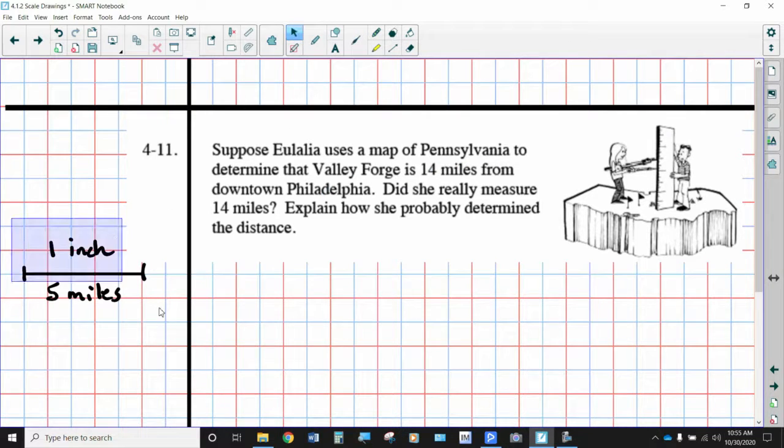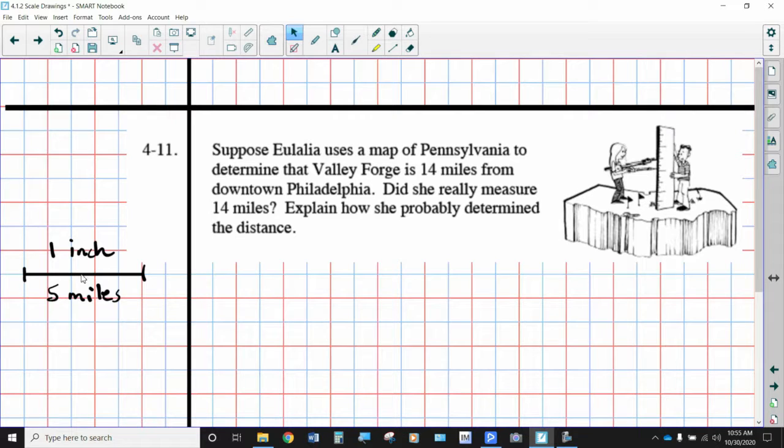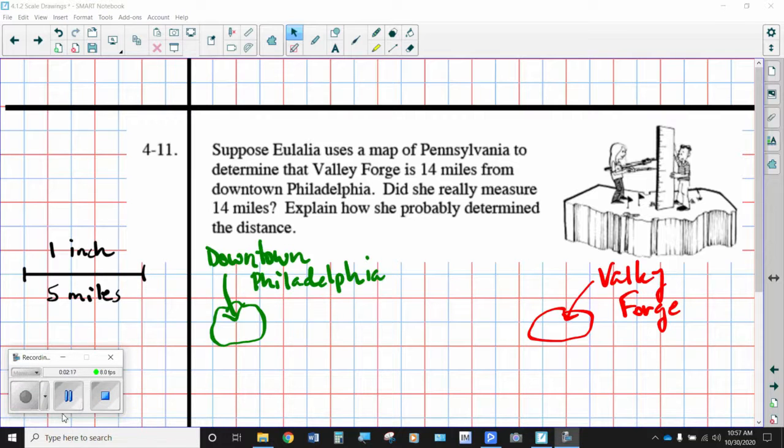So if I were to take this, let me go ahead and group those together and clone them. There we go. Actually, let me pause this for a second. Okay, they are my representations of downtown Philadelphia and Valley Forge. They are a certain distance away on the map.